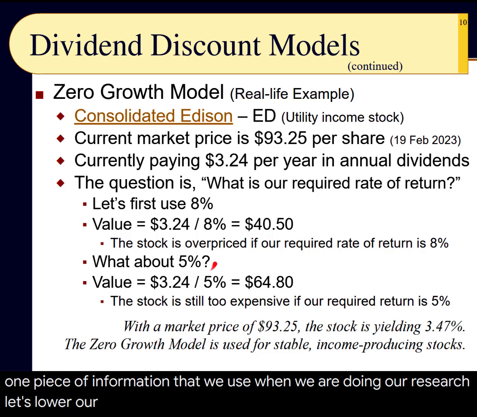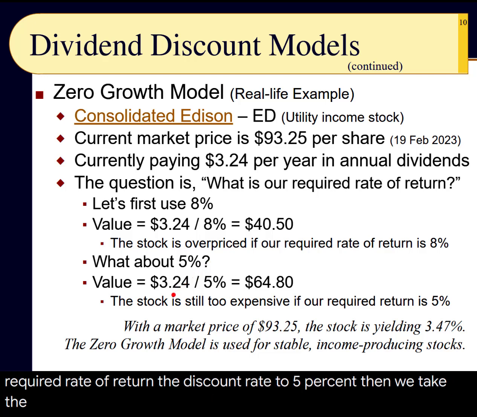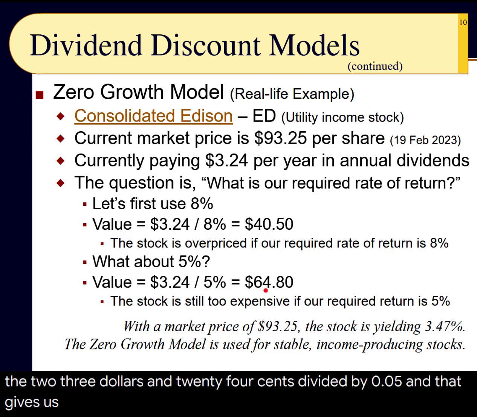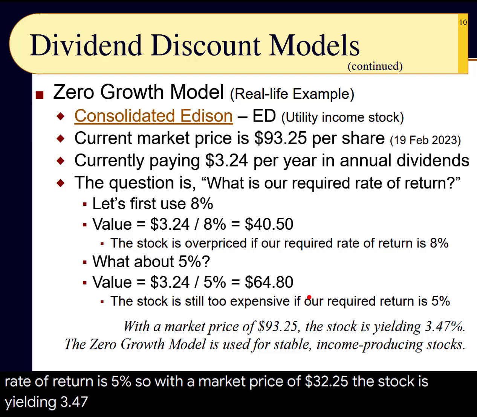Let's lower our expected rate of return, our desired rate of return, our required rate of return, the discount rate, to 5%. Then we take the $3.24 divided by 0.05, and that gives us $64.80. Darn, the stock is still too expensive, according to the model, if our required rate of return is 5%. So with a market price of $93.25, the stock is yielding 3.47.